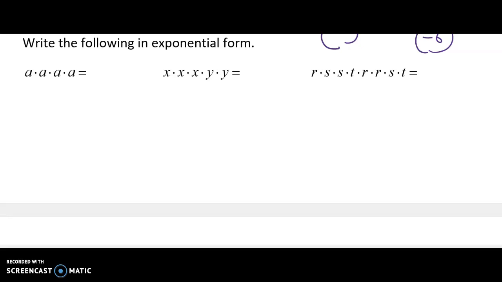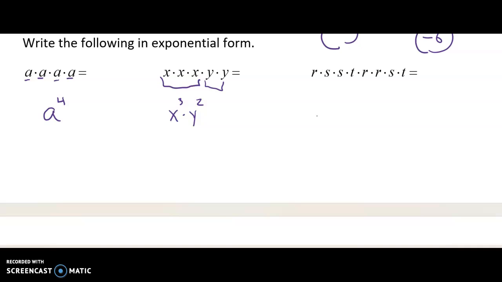We've talked about what an exponent means. A number raised to an exponent means you're multiplying that number by itself n times for any exponent n. Let's take these and write them in exponential form. I have the base a being multiplied by itself 1, 2, 3, 4 times. So that's equal to a to the 4th. Here, I have x being multiplied by itself 3 times and y being multiplied by itself 2 times. So I can write x to the 3rd times y squared.